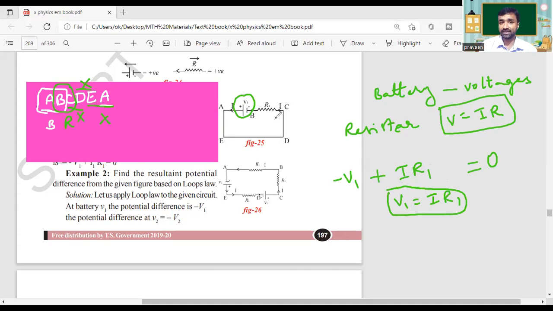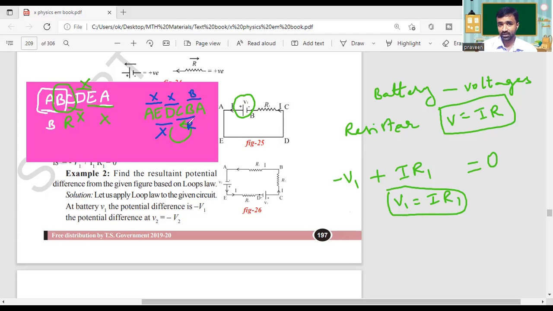Suppose I change the direction: A to E, E to D, D to C, C to B, and reaching finally A. I changed the direction to anti-clockwise now. So what equation are you able to write here? A to E, no component. E to D, no component. D to C, no component. C to B, there is a component, a resistor. Then B to A, there is one more component, the battery.